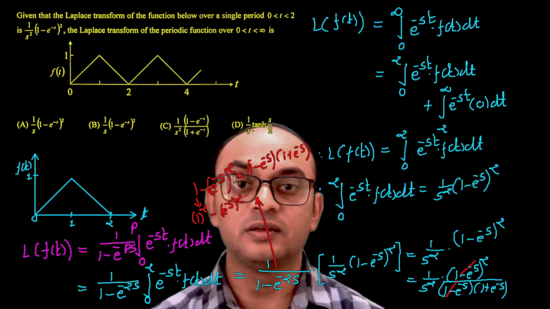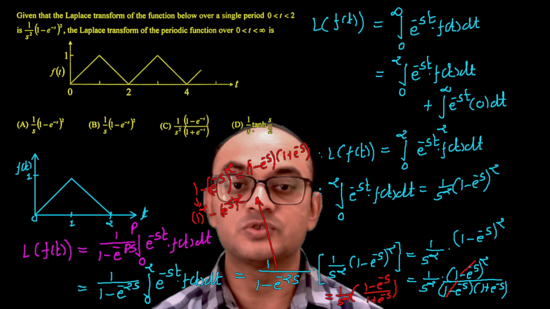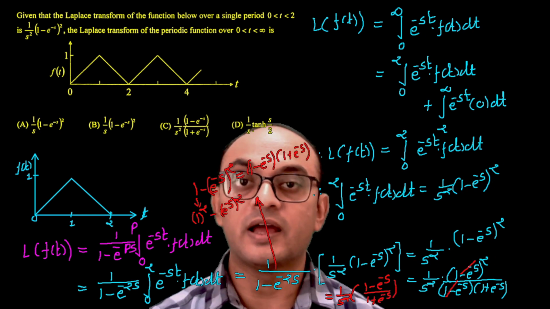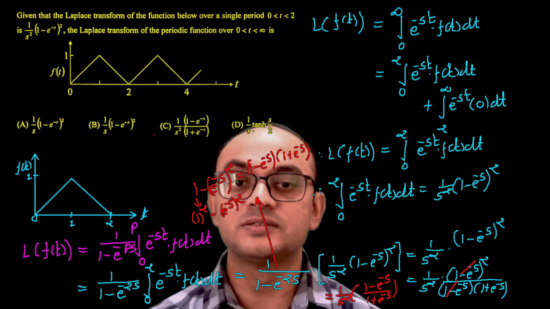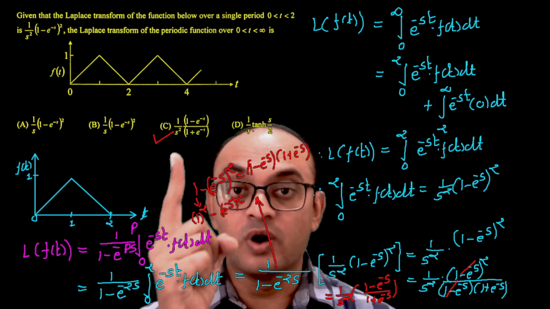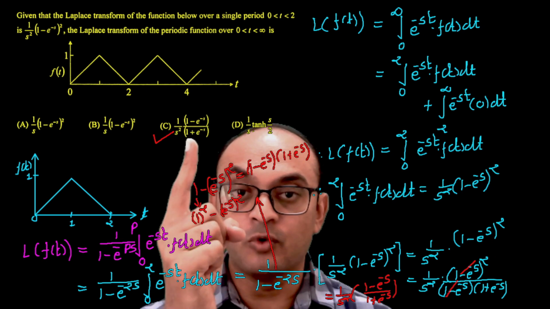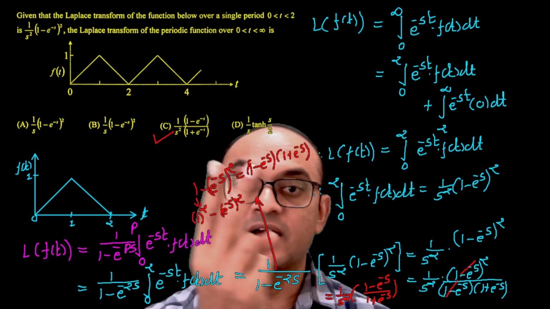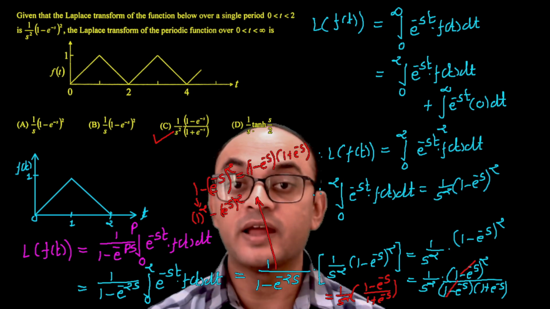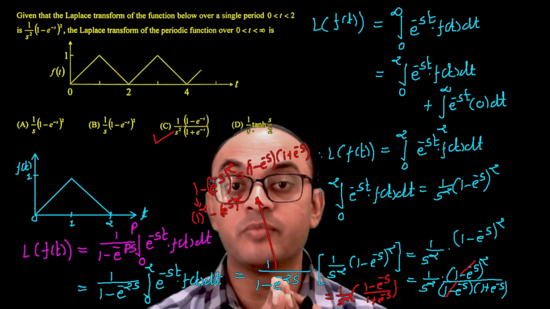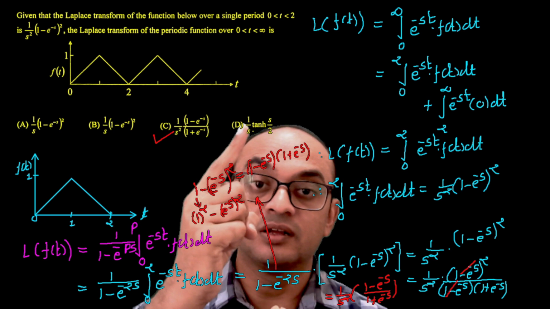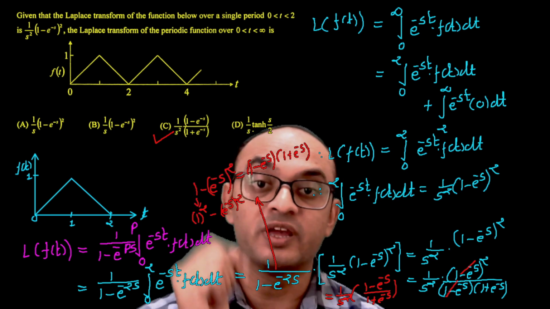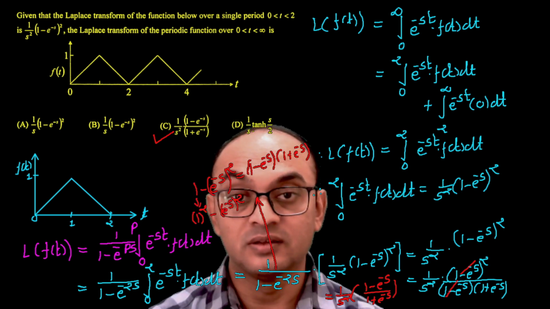And so finally the remaining quantity is 1 upon s square into 1 minus e raised to minus s upon 1 plus e raised to minus s. And hence our answer is C. Now see, 1 minus e raised to minus s upon 1 plus e raised to minus s has this representation also, tan hyperbolic s divided by 2. But here with tan hyperbolic s by 2 we have 1 upon s.